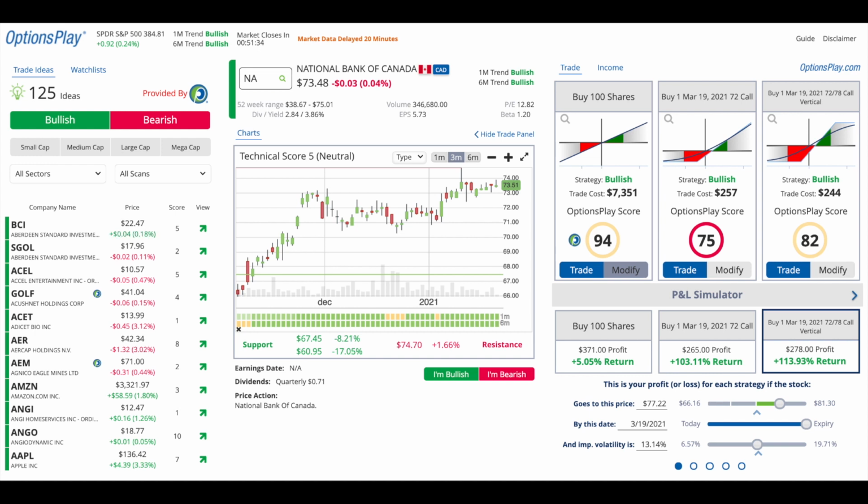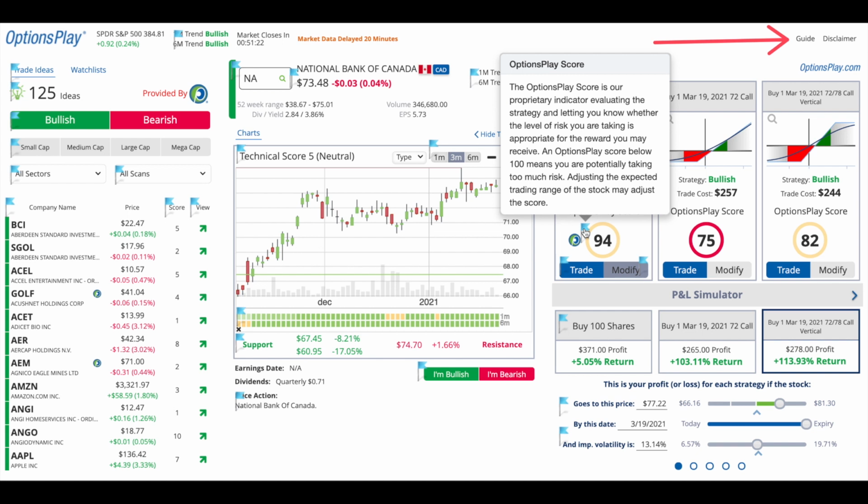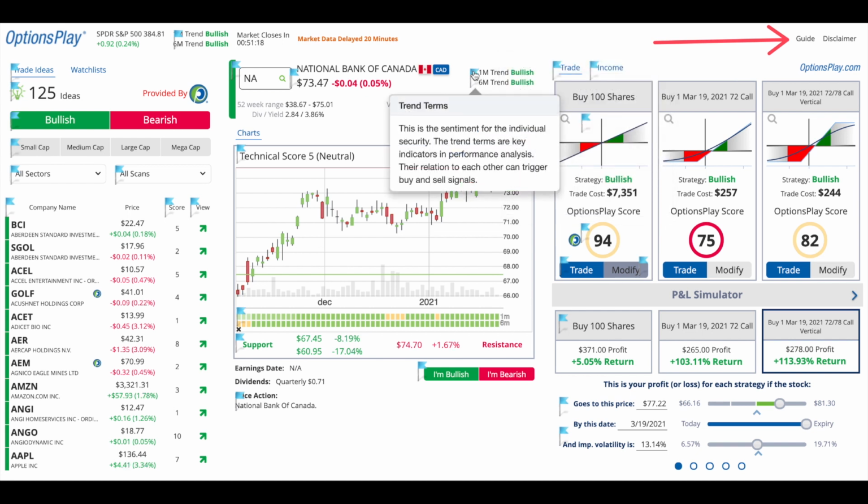Now, before I jump into the demo, I just want to remind investors that if you click on the upper right-hand corner, the guide button, it will bring up a series of flags and pins. So if you are on the platform and you're unsure of what a certain term means, you can click on the guide flag and always reference that to give you a better understanding of the terms that you're seeing on your screen.